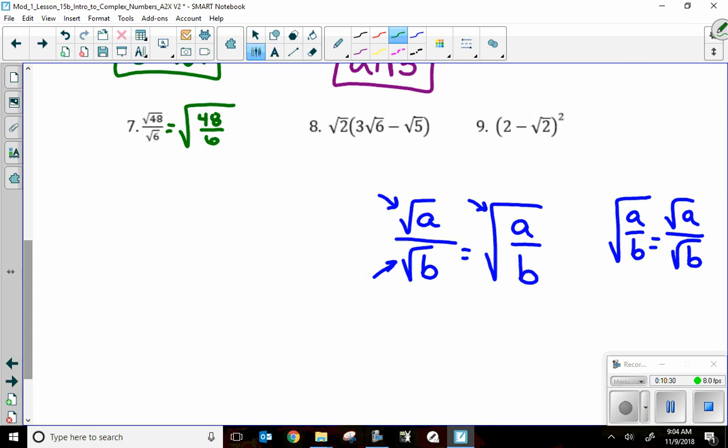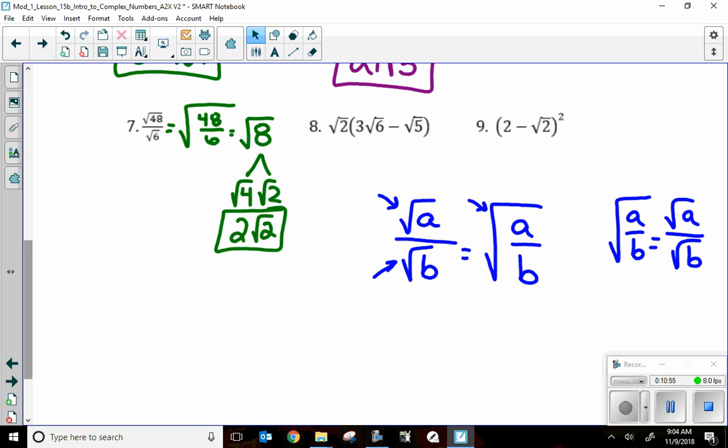And why do I do that? Because 48 is divisible by 6. It's even. Okay, 48 divided by 6 is 8. And what's the square root of 8? Anyone? Anyone? Euler? Anyone? That's the square root of 4 times the square root of 2. And the square root of 4 is 2. And there you go. Made life easier knowing our little rule about fractions.